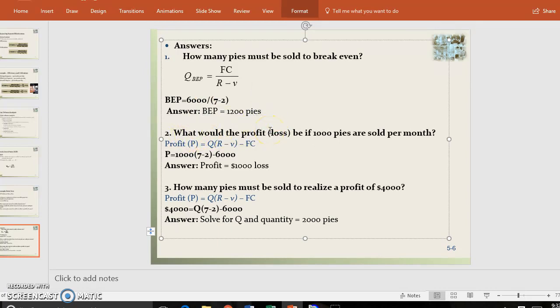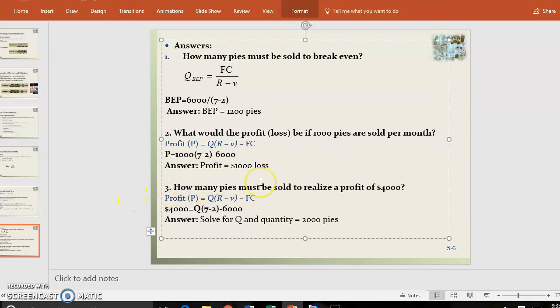What would be the profit or loss if 1,000 pies were sold per month? We simply plug in 1,000 times our revenue minus our costs. 7 minus 2 is equal to $5 per pie, minus our fixed costs, and that gives us a loss of $1,000 for the 1,000 pies.